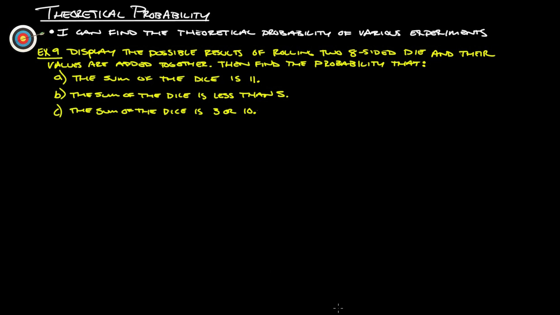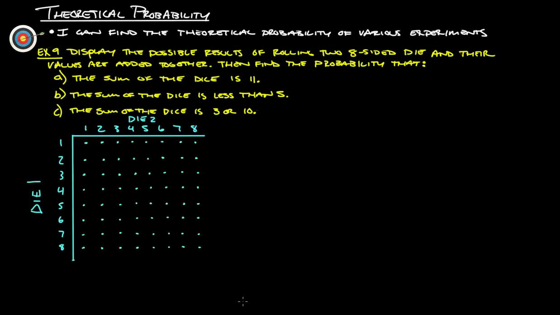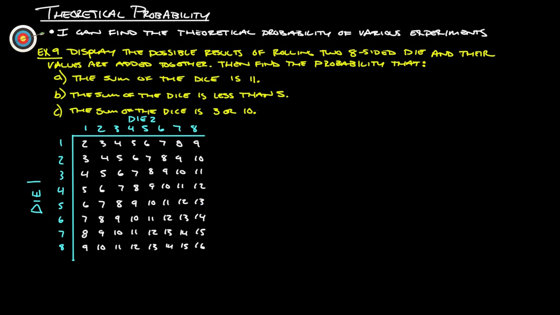So let's draw one of those. Okay, so here's what the 2D grid would look like officially here. But something that's going to help us more than just making these dots here is it says rolling 2 8-sided die and their values are added together. So instead of putting these dots in here, I'm actually going to put the sums of each of these because we're going to add the 2 dice together. So let's go back and change that into all the sums. Okay, so this is what it looks like instead here.